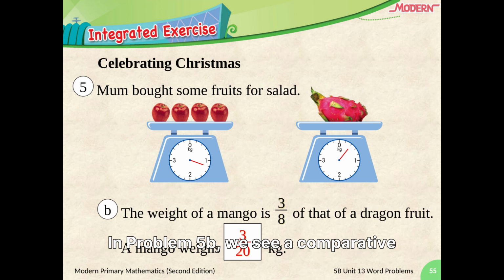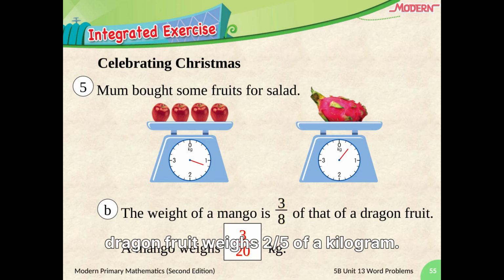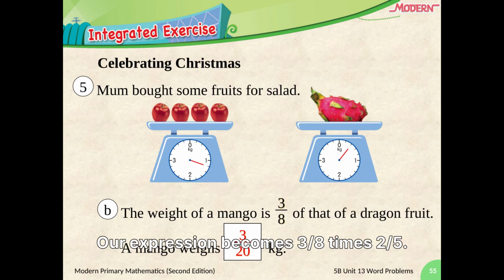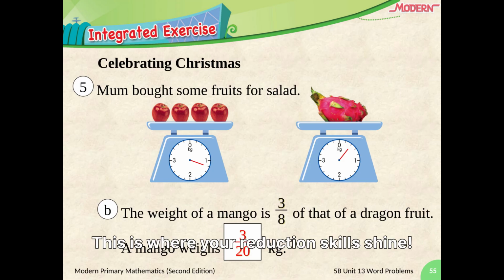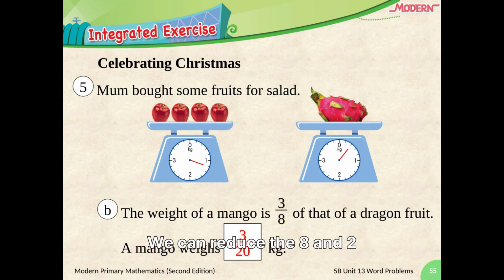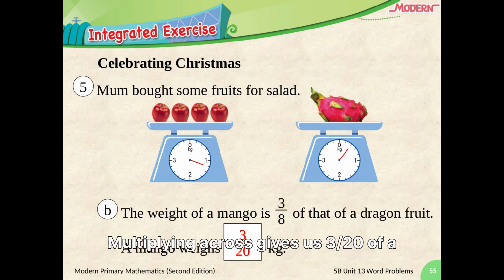In problem 5b, we see a comparative weight challenge. A mango weighs 3/8 of a dragon fruit. Looking at the scale, we see the dragon fruit weighs 2/5 of a kilogram. Our expression becomes 3/8 times 2/5. This is where your reduction skills shine. We can reduce the 8 and 2 to 4 and 1. Multiplying across gives us 3/20 of a kilogram.